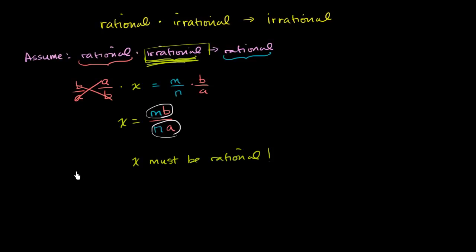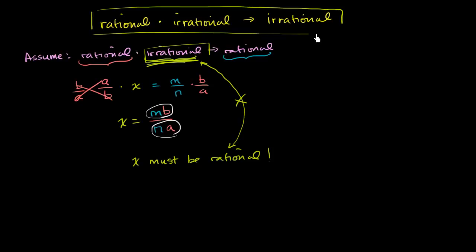And so therefore, since this assumption leads to this contradiction right over here, this assumption must be false. It must be that a rational times an irrational is irrational. A rational times an irrational is irrational.